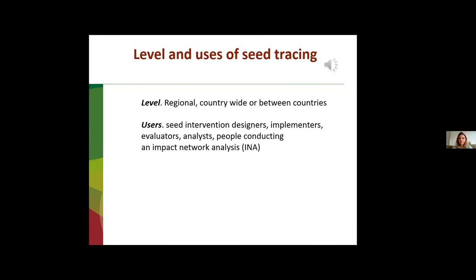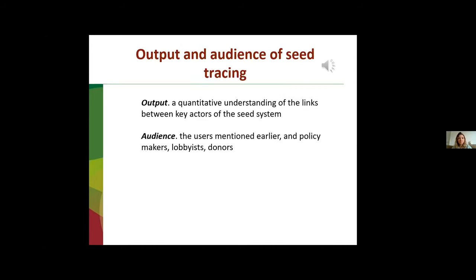A seed tracing study can be conducted on several levels. It can be done regionally or countrywide, or it can even map seed flows between countries. And the users are seed intervention designers, implementers, evaluators, analysts, or indeed people that want to conduct an impact network analysis. The output that you get is a quantitative understanding of the links between key actors in a seed system. And the audience is quite similar to the users, and it can also be used by policymakers, lobbyists, or donors.